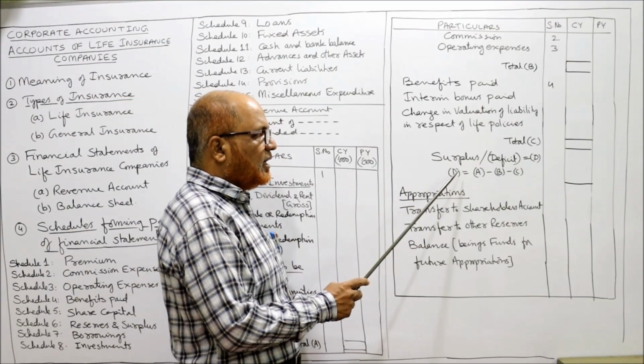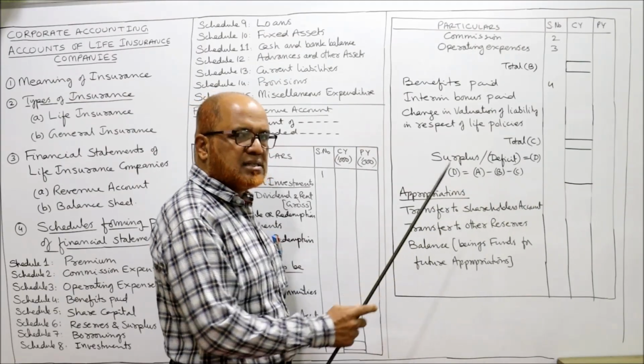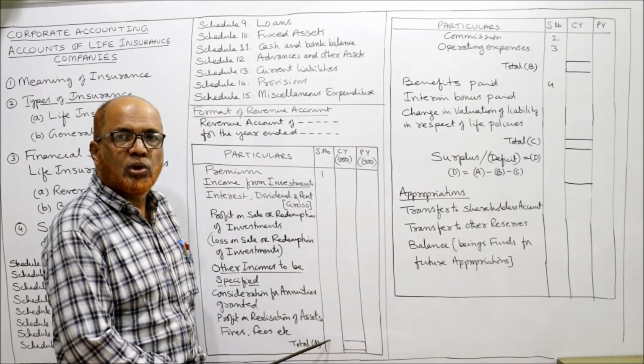So how to get D? D is equal to A minus B minus C. Already we have A here, the total of income.